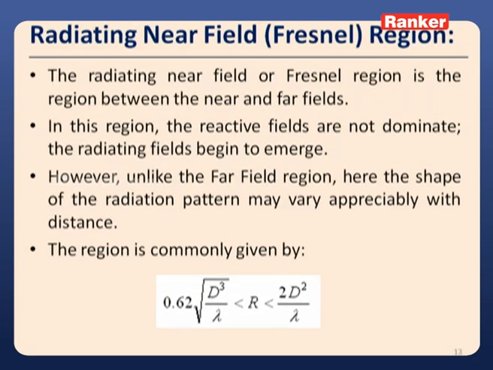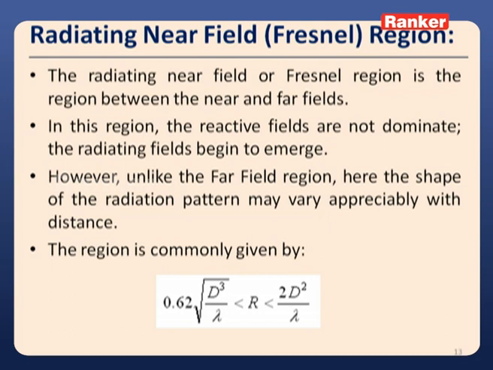And the next field is the radiating near field. This is also called the Fresnel region. At this region the radiation will start. Till then there will be no radiation, as we observed in our dipole radiation. There will be no radiation, but the field will be there. Up to a particular point there will be some field, but after that point the radiation comes into the picture. Here this particular region will have some basic radiation.